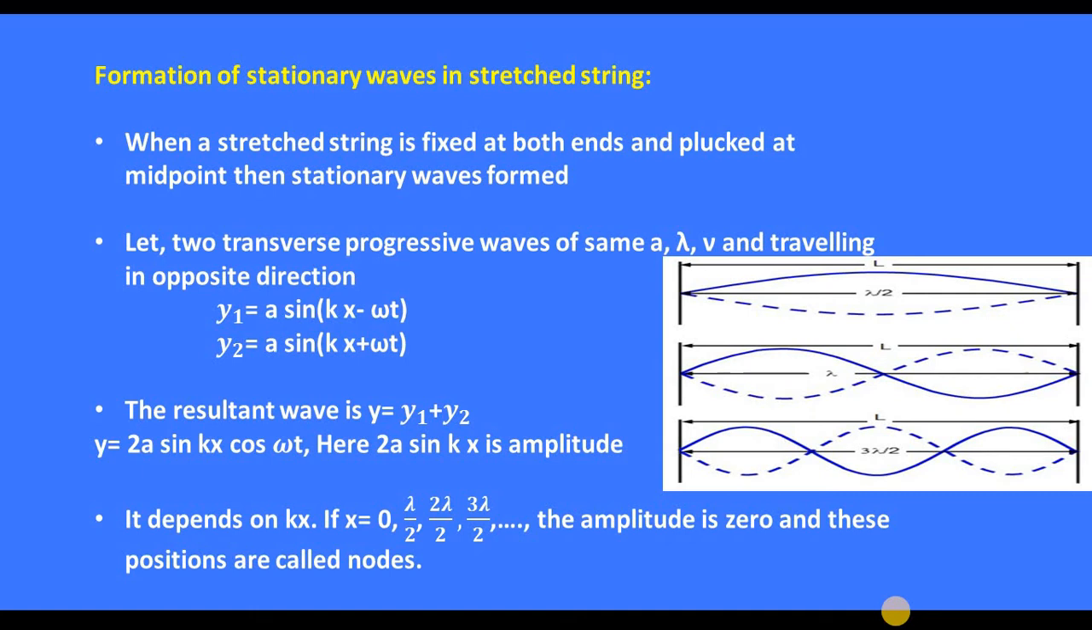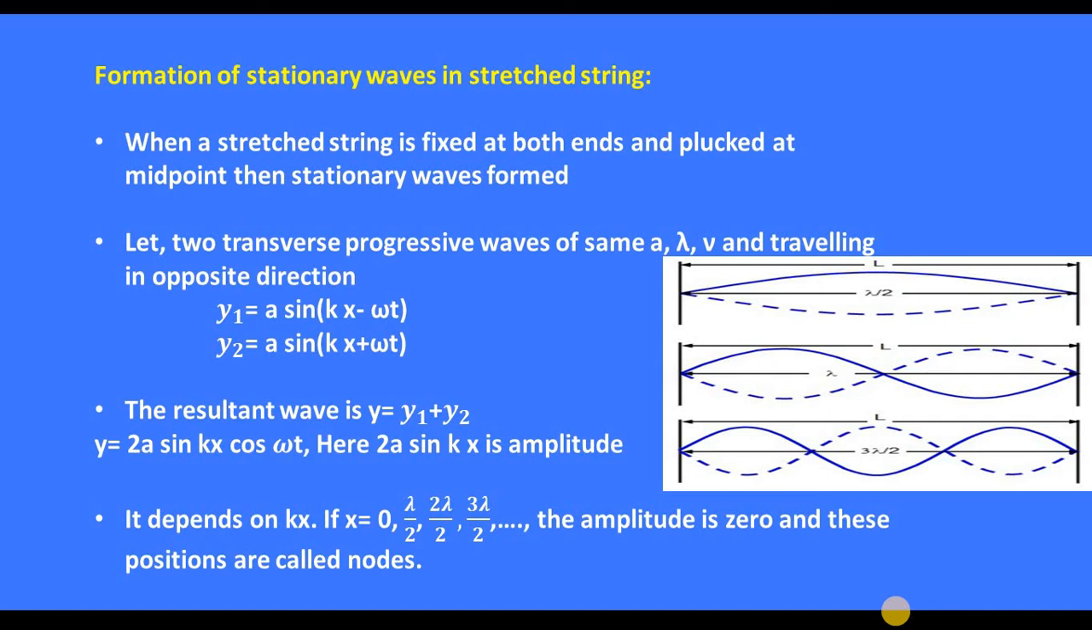Then y equals 2a sin, as we already found using sin of a plus b plus sin of a minus b, which gives 2 sin a cos b. By using that, the resultant is y equals 2a sin kx cos omega t. Here 2a sin kx represents the amplitude. Based on this amplitude, if it is the minimum value, we say it is a node. If it is the maximum value, it is known as an antinode.